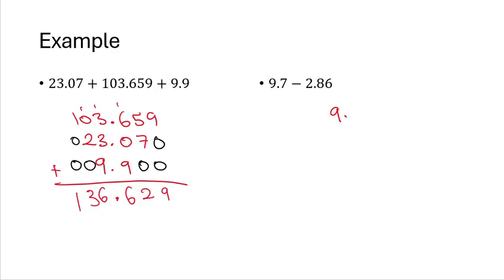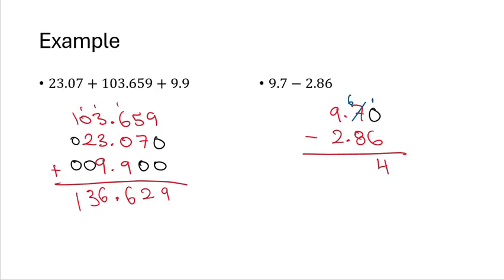Now I've got to do the same thing with subtraction. 9.7 minus 2.86. And like before, I'm going to fill in the 0 like so. Now just apply the same rules as subtracting. Obviously 0 minus 6 doesn't work, so what I'm going to do here is cross off the 7, write a 6, and put the 1 next to the 0. This now reads as 10 minus 6, which equals 4.